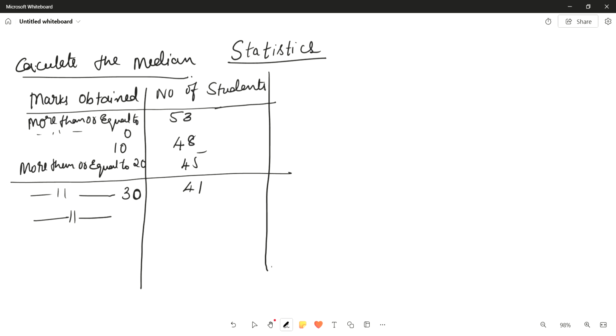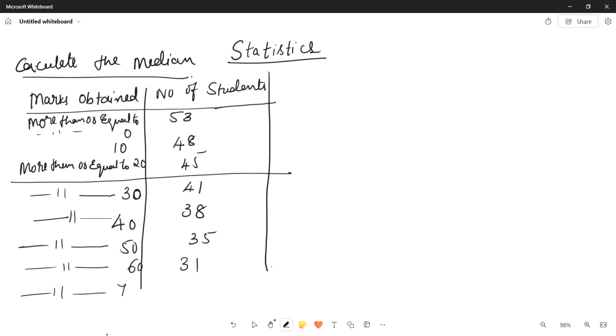Then again more than or equal to 40, it is 38. Next more than or equal to 50, it is 35. More than or equal to 60, it is 31. Then more than or equal to 70, it is 24. More than or equal to 80, it is 15. And more than or equal to 90, it is 8. So they have given like this.